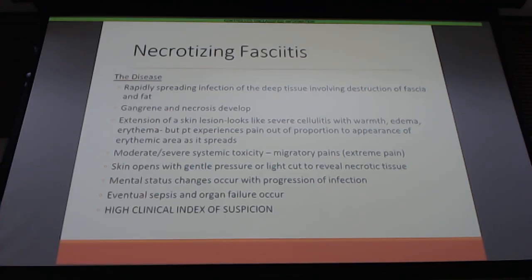Okay, so here's where you need to highlight some stuff. Rapidly spreading infection of the deep tissue. It's deep tissue because this is an anaerobe. It does not like oxygen. So it goes to the deeper tissues. It does not hang out superficially. Okay? It may cause some gangrene.